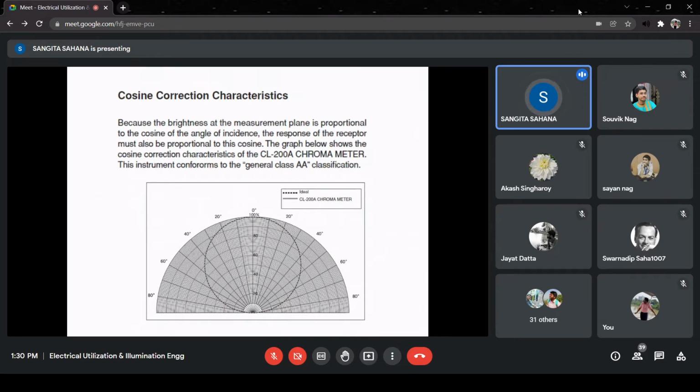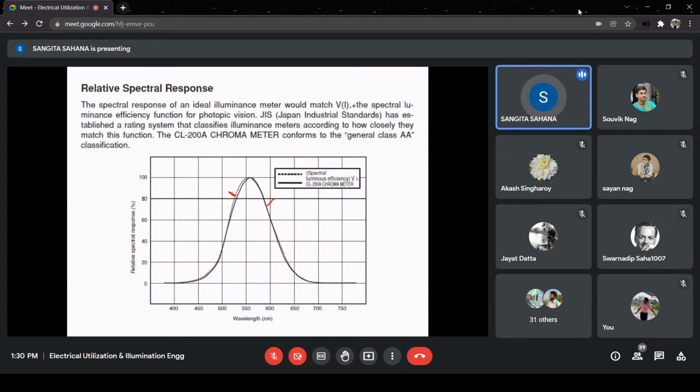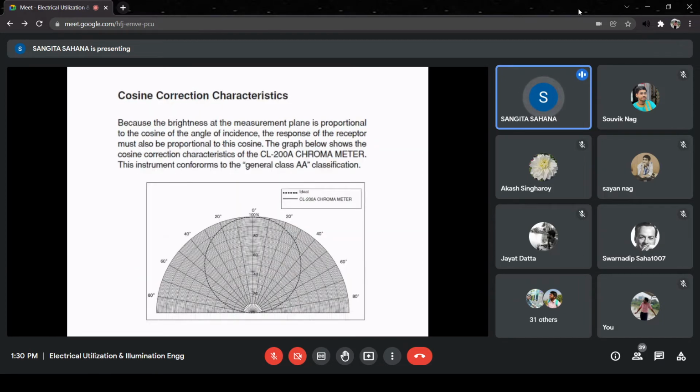So this is the cosine correction filter. This is the V lambda correction filter of the CL200A chromometer. This is a cosine correction filter of the CL200A chromometer. The price of this Lux meter is more than 1.5 lakh. You can see the dotted line here as well as the firm line, almost the same.